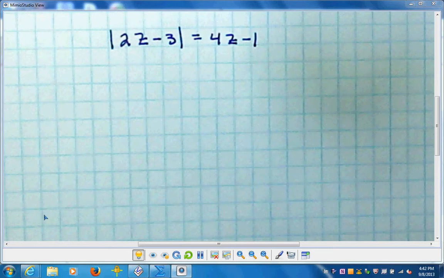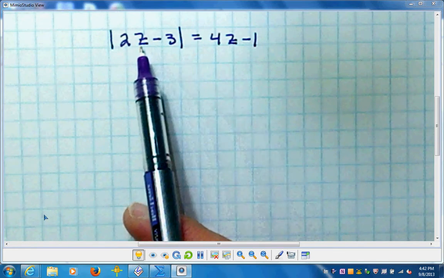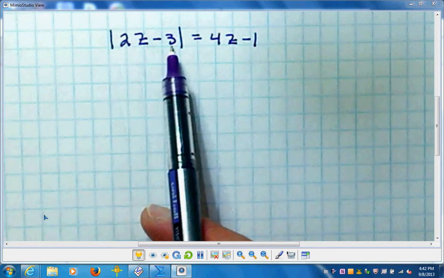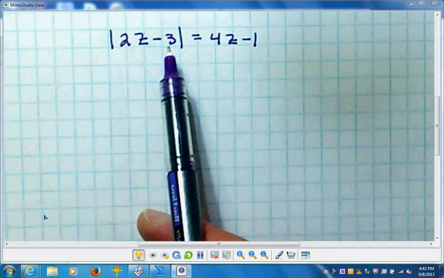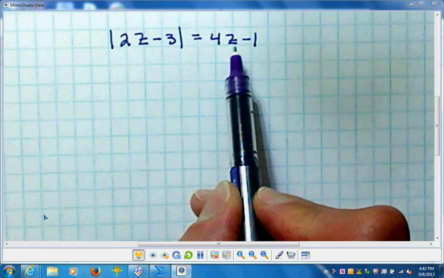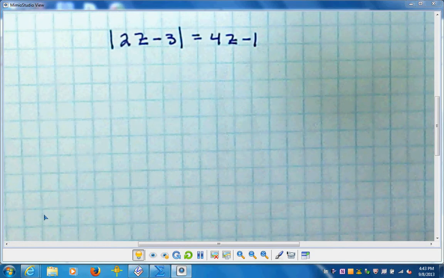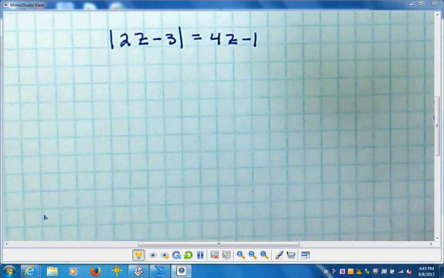Here's an absolute value problem that is a little different than what we've seen before. If we notice, we have the variable z inside the absolute value on one side of the equation and the variable z on the other side of the equation. So you might be thinking, well, how do I solve this problem? Well, we're going to do the same exact thing that we've done with any other problem.